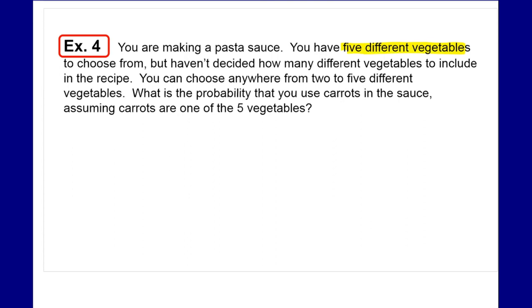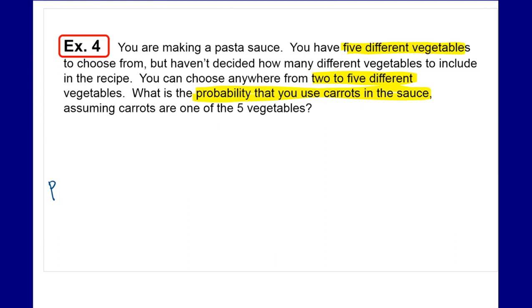We haven't decided how many different vegetables to include, but we can choose anywhere from 2 to 5 different types. So we don't know how many we're actually going to use, but you could choose 2, 3, 4, or 5 different types. Now, what is the probability that you use carrots? So that's giving us our restriction. That's giving us our successful outcome, choosing carrots.